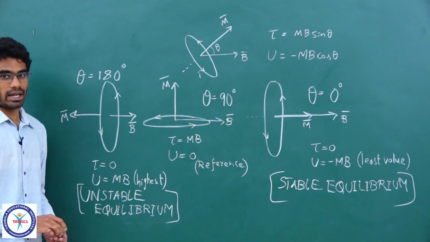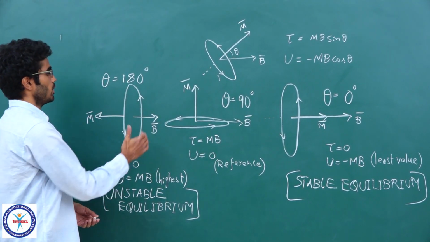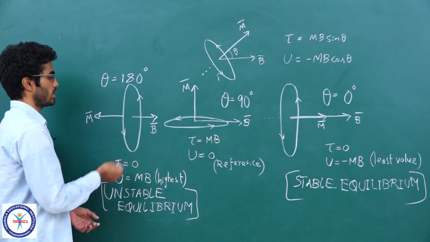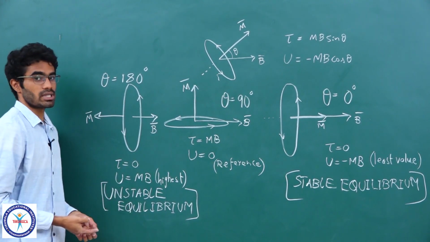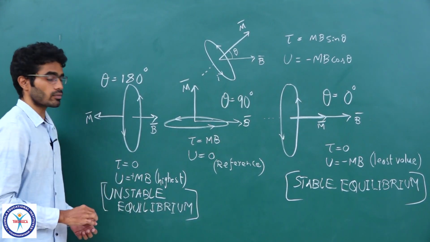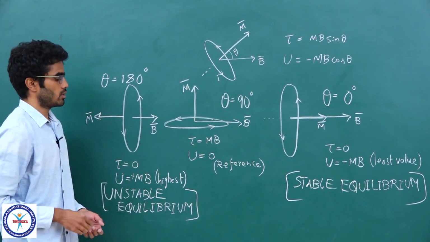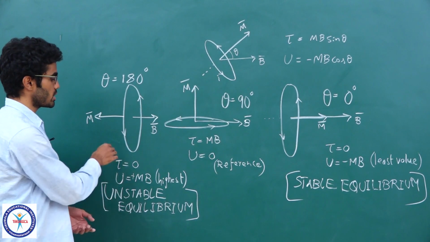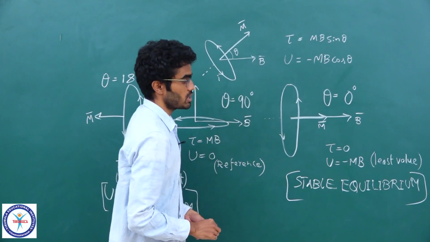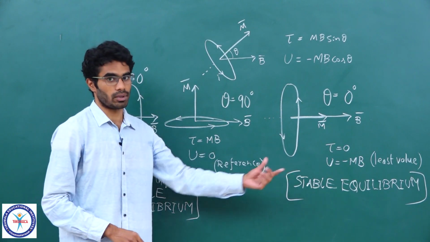Now, when the theta is 180 degrees, that means the coil has rotated 180 degrees. Now, the magnetic moment vector is pointing towards left and b bar is towards right. The angle between them is 180 degrees. The torque will be 0 again and potential energy will be plus mb. So, you should note this, the potential energy is highest at this angle. So, for this configuration the potential energy of the system is highest and for this configuration the potential energy of the system is lowest. So, the potential energy here varies from plus mb to minus mb.